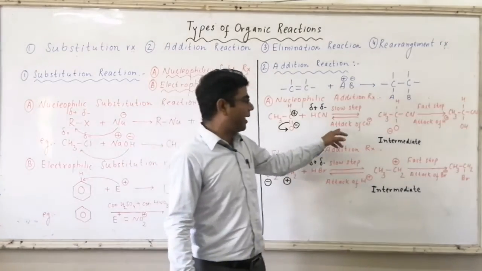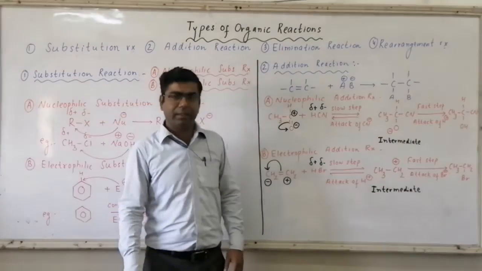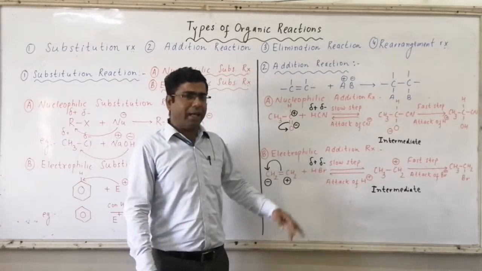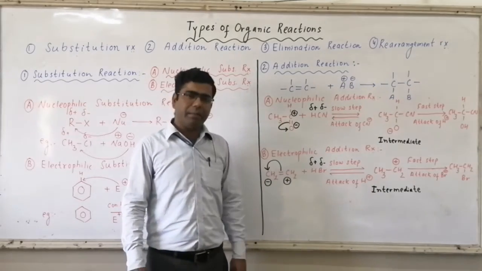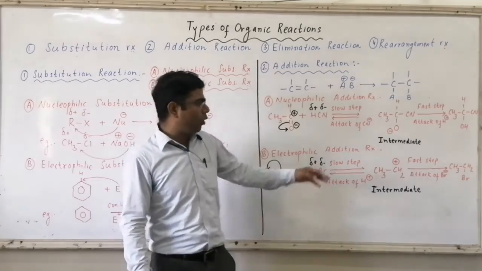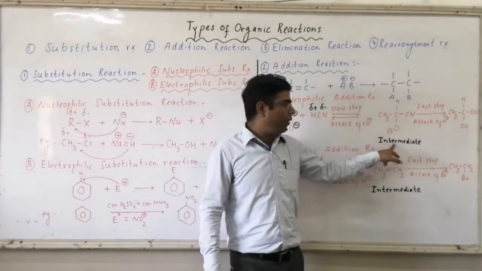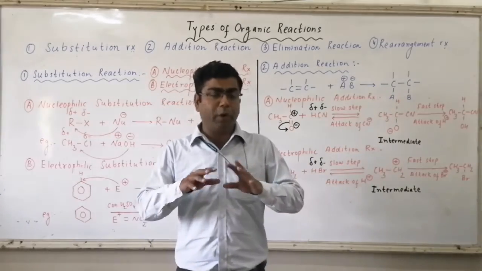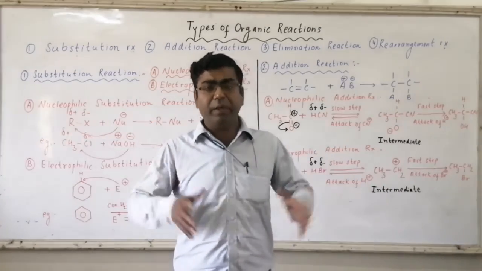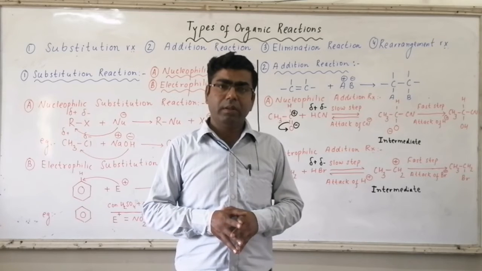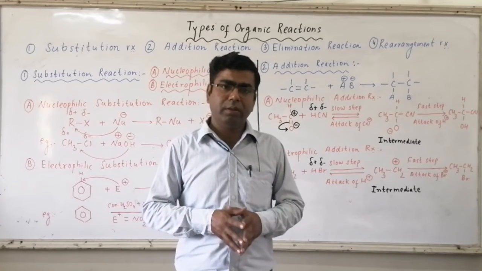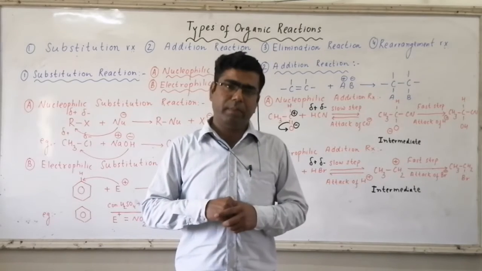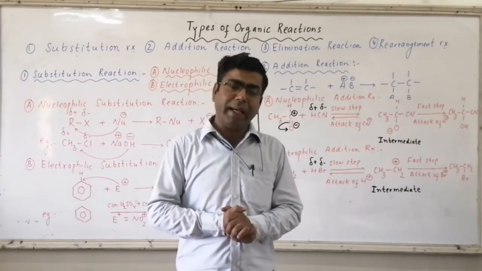Now, in step first, attack of CN minus will take place. CN minus is a nucleophile. So CN minus will attack the positively charged carbon atom, as a result of which we will obtain this intermediate where the negative charge is over the oxygen atom. And you know the property of intermediates: they are highly reactive in nature. They have a very short lifespan. So as soon as they are formed, they will be converted into product.